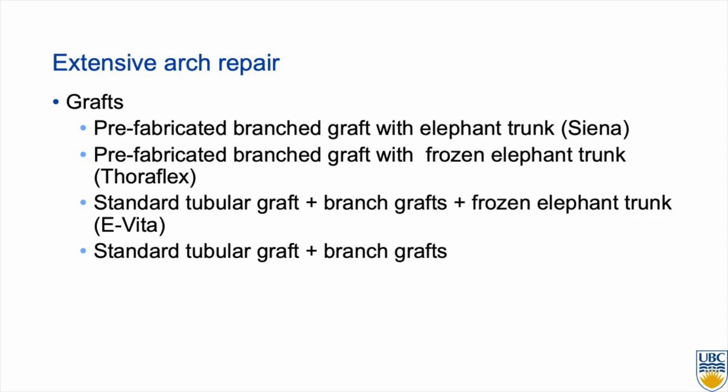These most commonly is a prefabricated branch graft with an elephant trunk. There's a fabricated branch graft with frozen elephant trunk. The E-Vita standard tubular graft with branch grafts and frozen elephant trunk. The last option, if you don't have access to any of these, would be to use branch grafts to the head vessels.